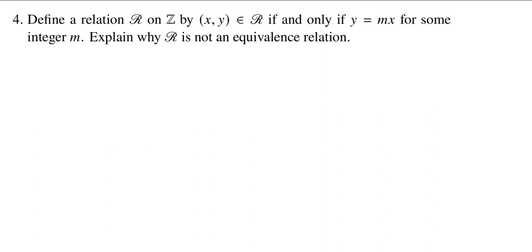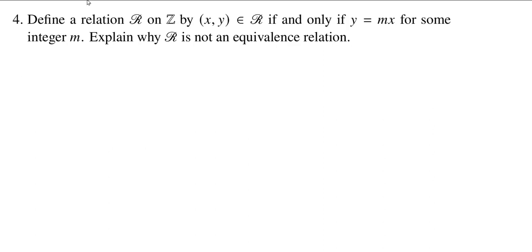So, in this problem, we are going to show that a relation is not an equivalence relation. This is a relation R on Z, so that means it's a subset of the Cartesian product of Z with itself. And the way we define it is (x, y) is in the relation if and only if y is a multiple of x. And this multiple has to be an integer multiple. So we want to show this is not an equivalence relation.